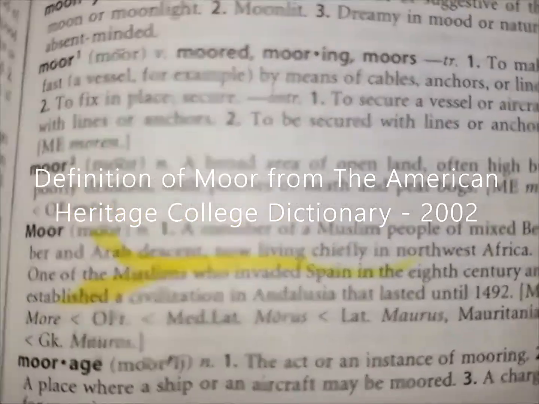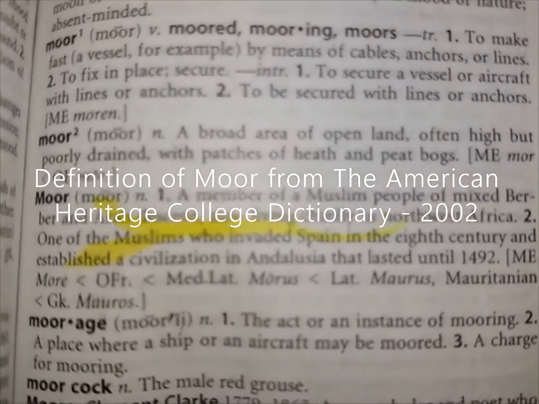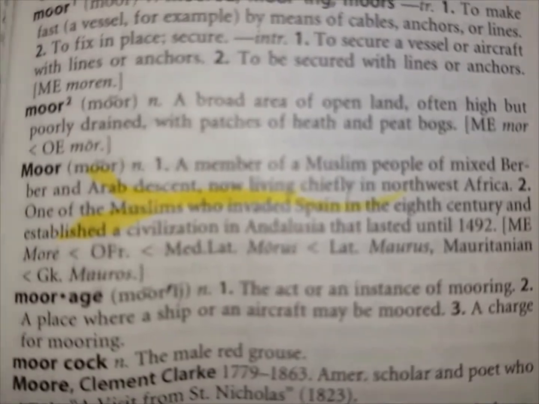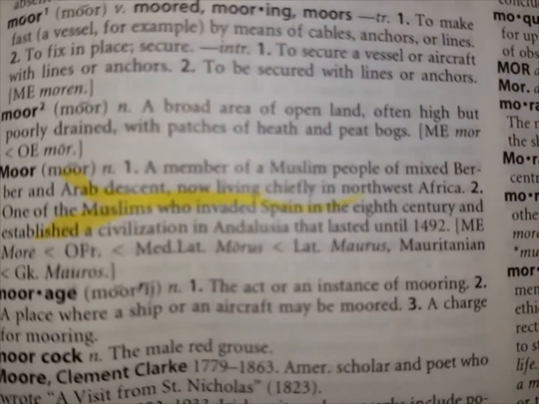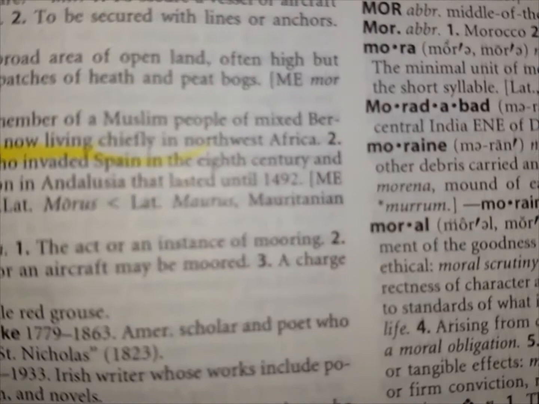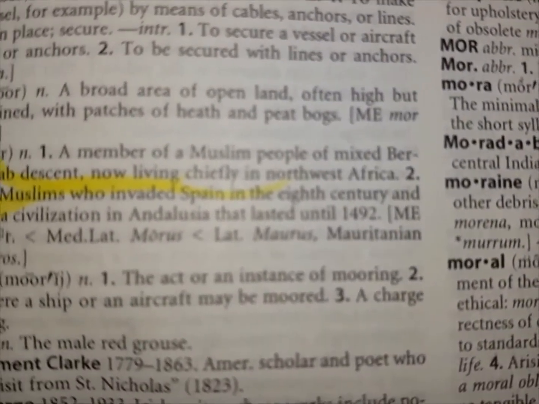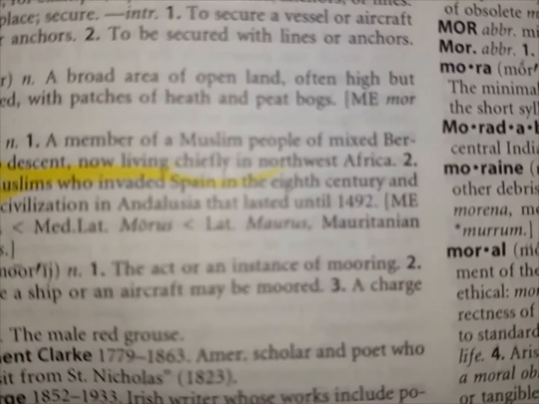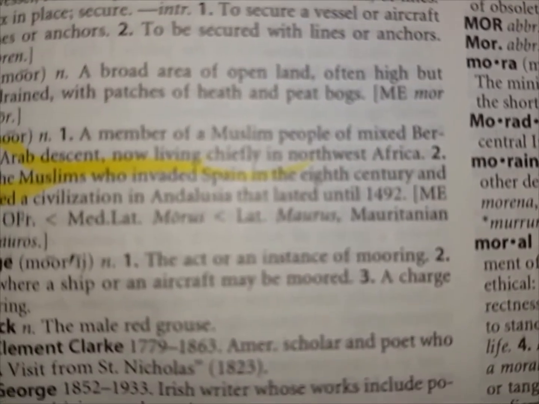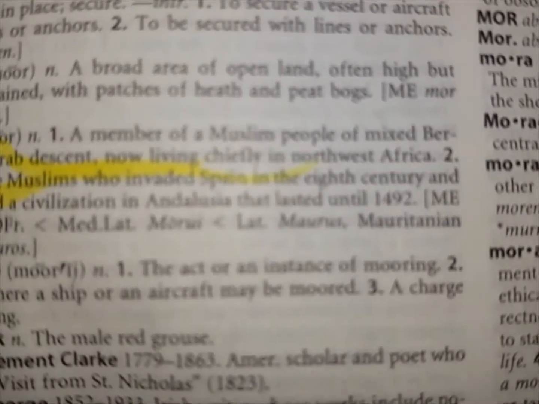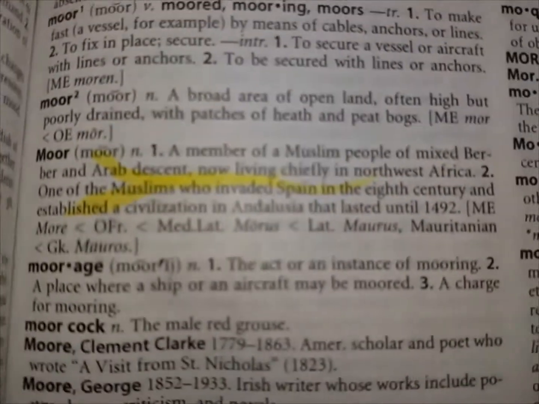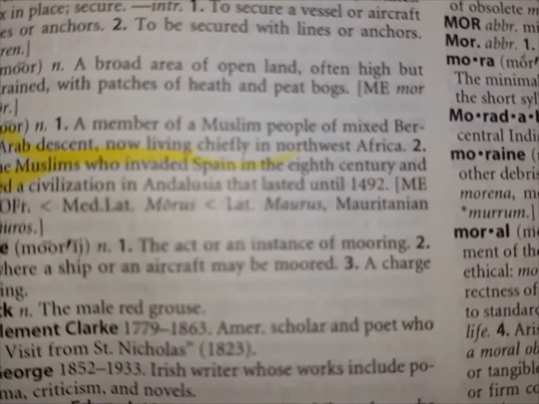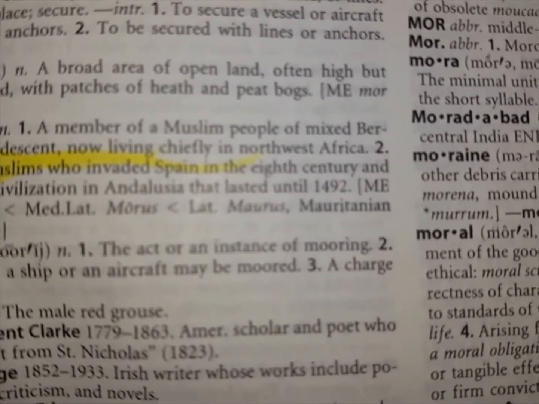All right, so I'm going to try to turn that where you can see it. Bear with me if it's a little shaky, I'm trying to hold that page a certain way. It says Moor. All right. A member of a Muslim people, right? Now notice the word Muslim, that's denoting your religion. Your Muslim is not your nationality or your bloodline, but I'm going to just read it the way they got it. A Muslim people of mixed Berber and Arab descent. So we're going to find out who these Berbers and Arabs really are. Now living chiefly in Northwest Africa.